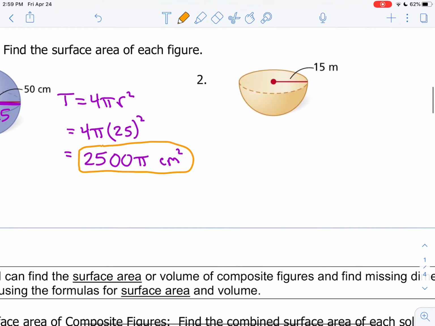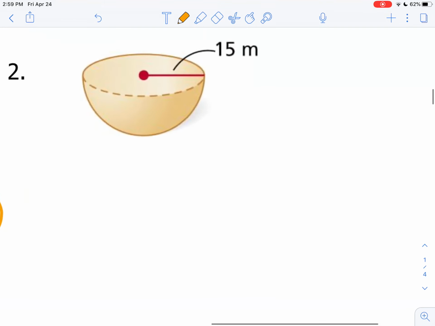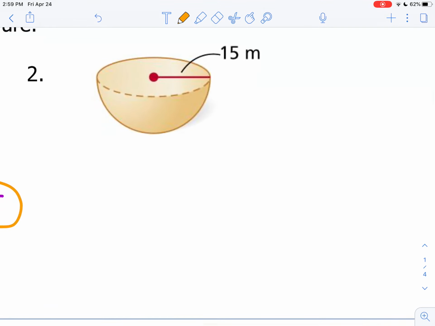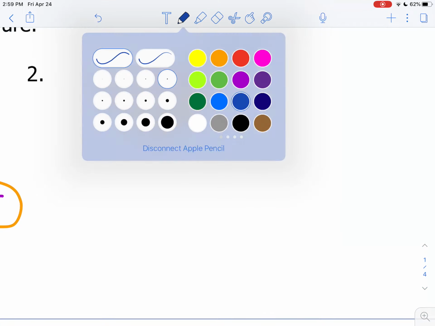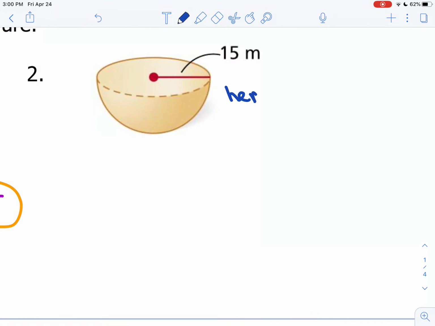Now, this hemisphere is a little bit interesting. We want the total surface area. Maybe this is your art. Well, I would like to make this your art project, but 15 meters is too big, so I don't even know what we're going to call this one here. So what we do have, though, I'm going to use 2 different colors. So we do have a hemisphere.